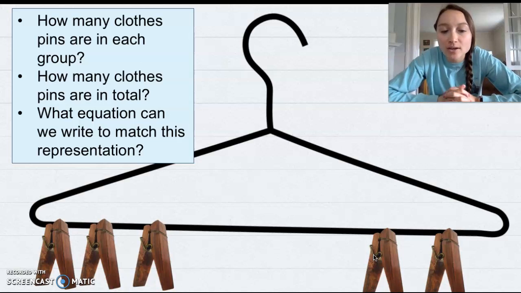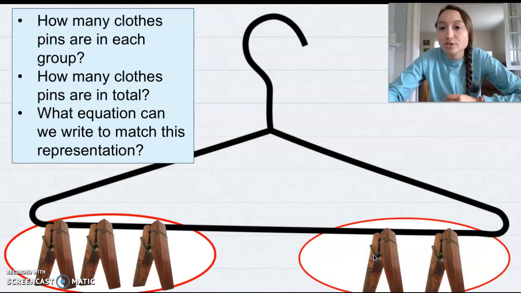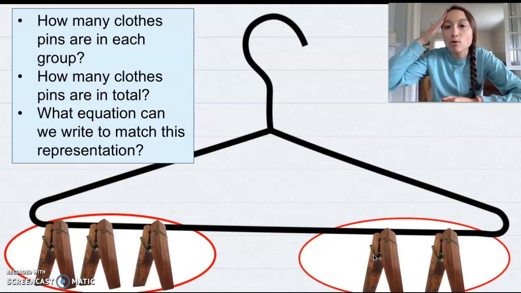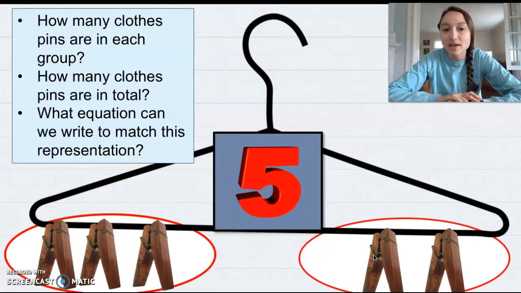Take a look at the clothes hanger on your screen. You will see it has some clothespins. Let's first figure out how many clothespins are in each of our two groups. Let's count these first. 1, 2, 3. So one of our groups has 3 clothespins, and 1, 2 are being added. So 3 and 2 makes how many in all? Pop 3 in your head and count on. 3, 4, 5. 5 altogether.